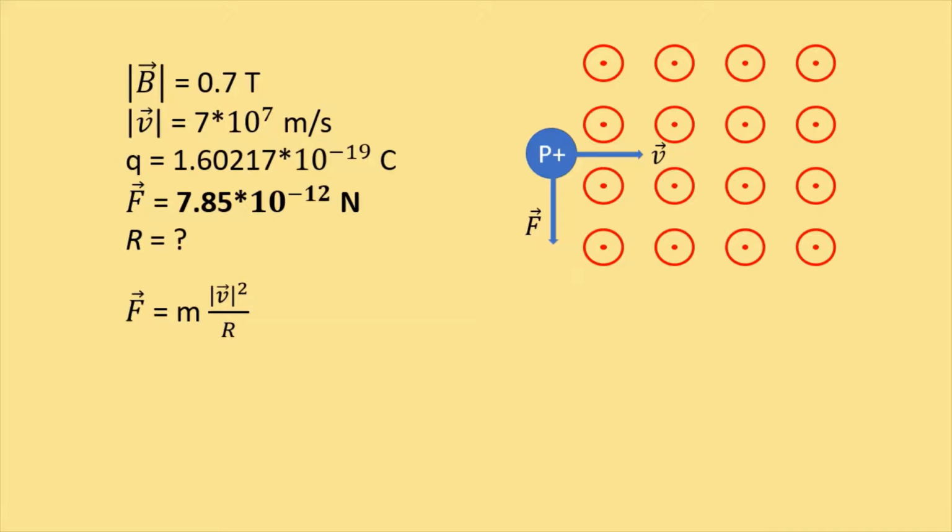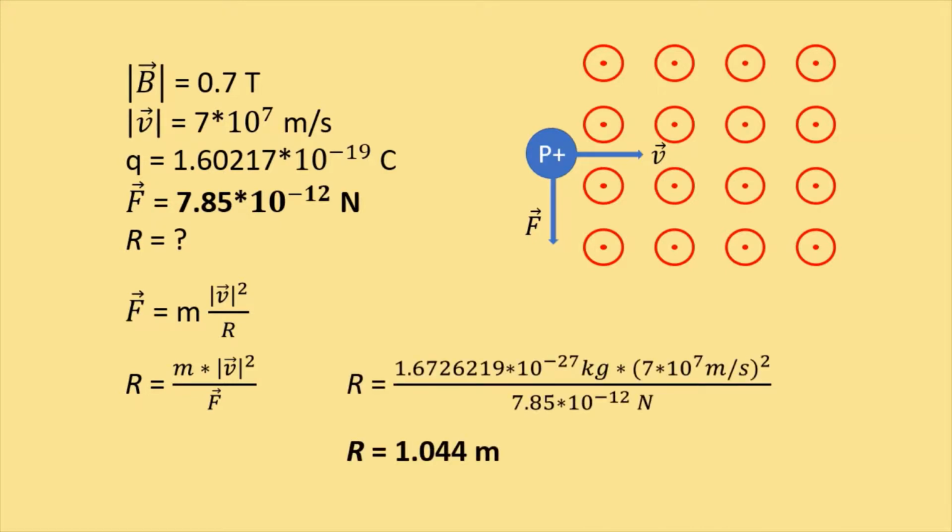And so we have the force, we have the mass, the m there is the mass of the proton, which is also a constant, so we can just find it on the internet. We have the velocity, and what we want to find is the radius. So we just get the radius from the equation, and now we have all the elements, so we can just put it in, and we get 1.044 meters, which is actually quite a neat number, right? You can imagine 1 meter, hopefully, and that's the radius that the proton will make in the magnetic field.